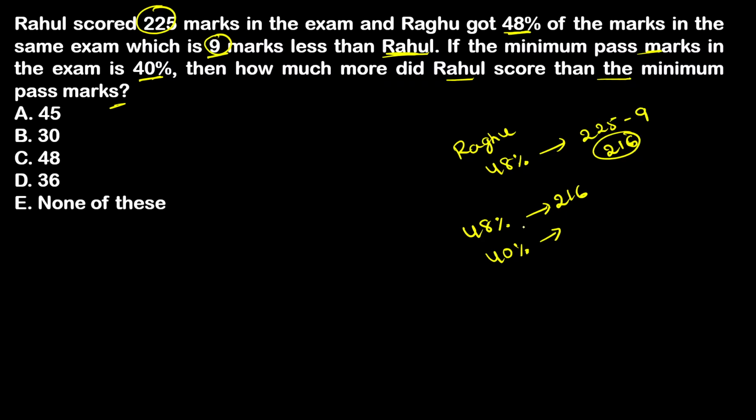So let's understand this. If 48% is 216, what is 40%? So let us calculate this once. If 48% is 216, what is 40%? Can you guys write your answers in the comment section?